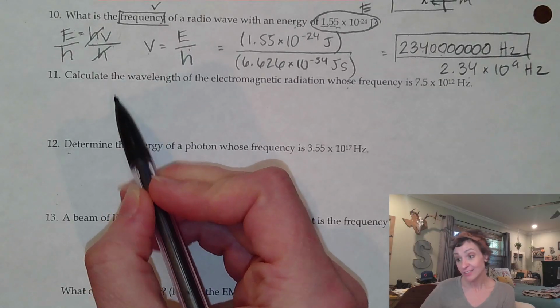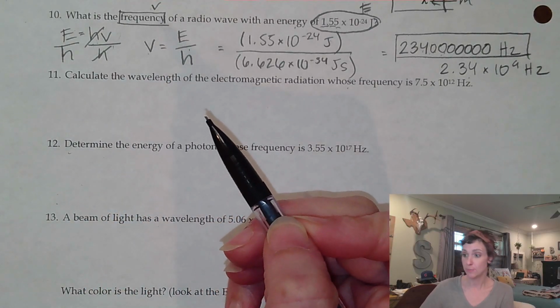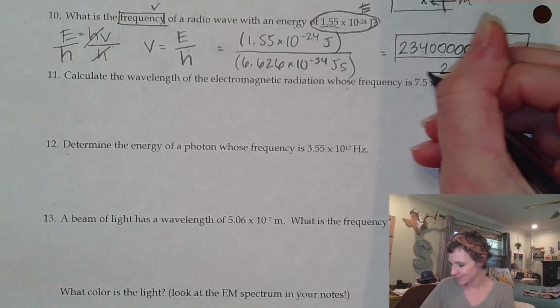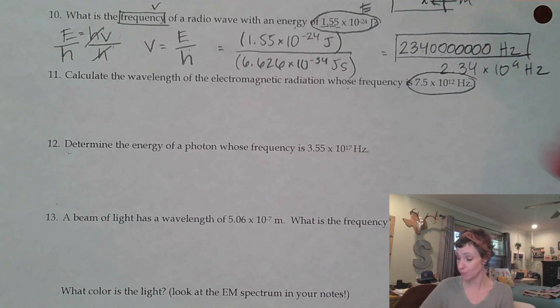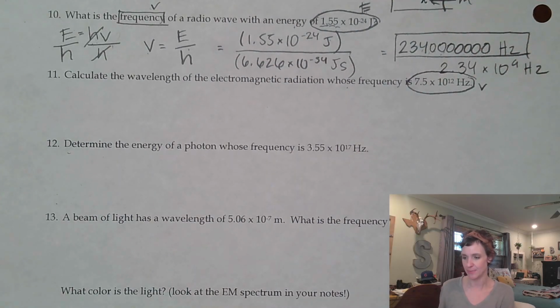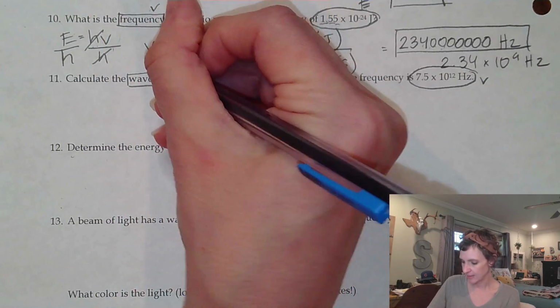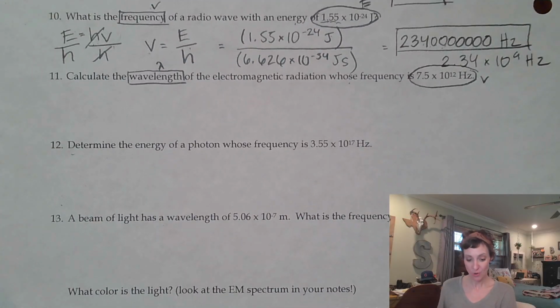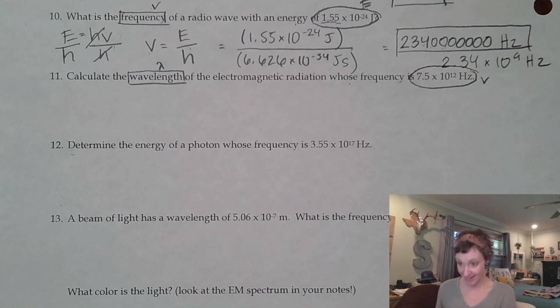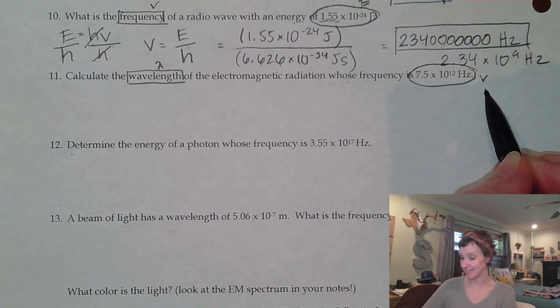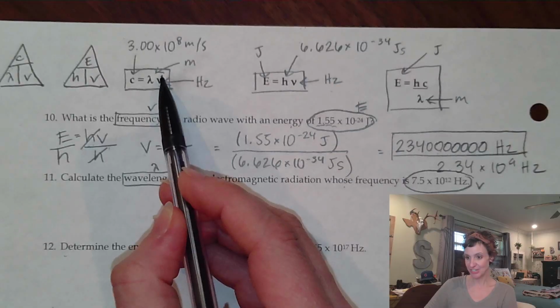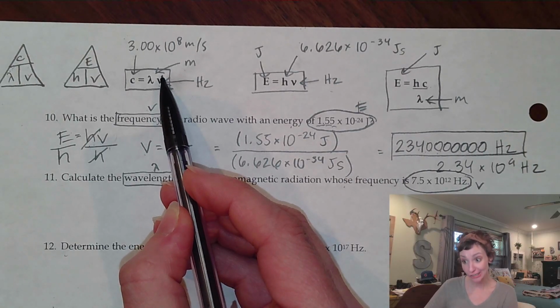Okay, calculate the wavelength of electromagnetic radiation whose frequency, blah, blah. Okay, I hate my number. Ooh, it's hertz. We know that means frequency. Good, so the equation I pick has to have a V in there. What am I solving for? Wavelength. Which equation has wavelength and frequency? There she is right there. So I'm going to use her.